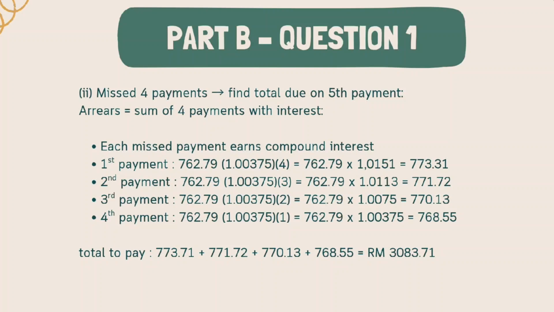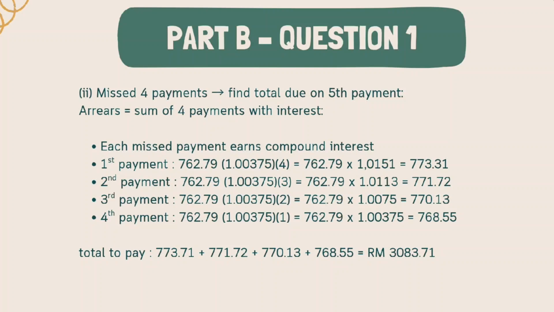For part B, question 1, the key point in the question is she missed 4 payments, so we have to find the total due on the 5th payment. The arrears is equivalent to the sum of the 4 payments with interest. Each missed payment earns compound interest, so we calculate: the first payment is 762.79 ringgit times (1 plus r per n) that we calculated earlier, which is 1.000375, to the power of the time she has left to pay back. So the first payment is to the power of 4, and with the calculator we get 773.31.